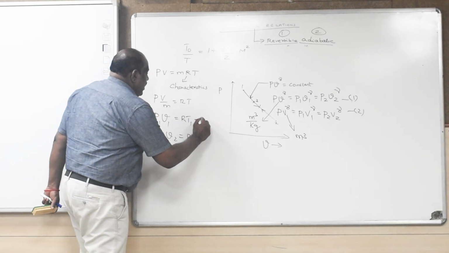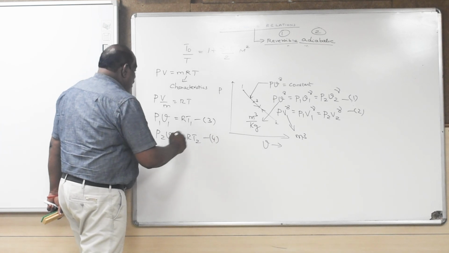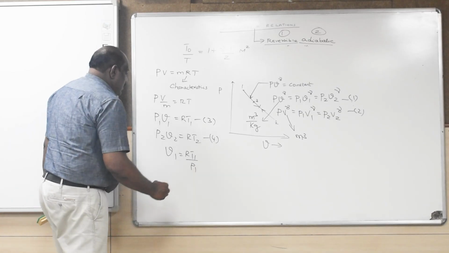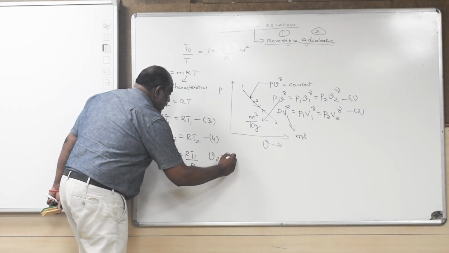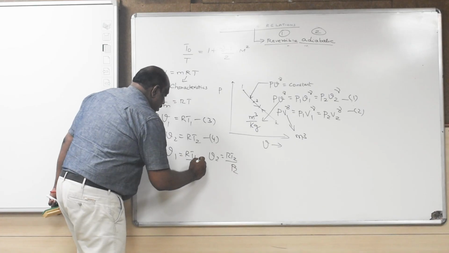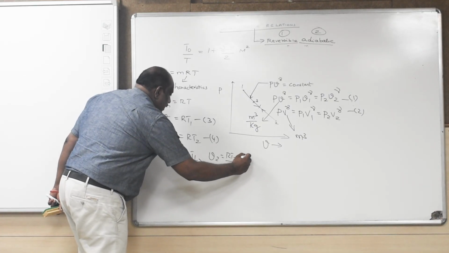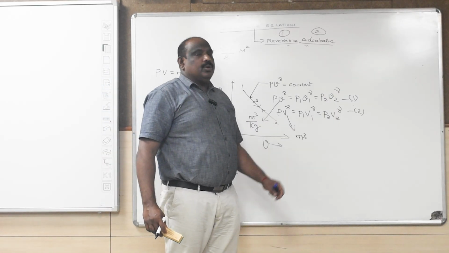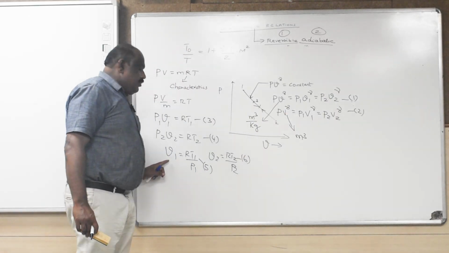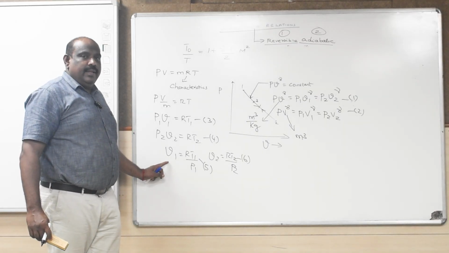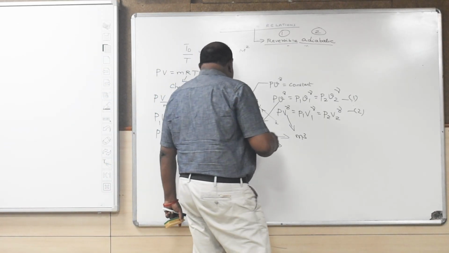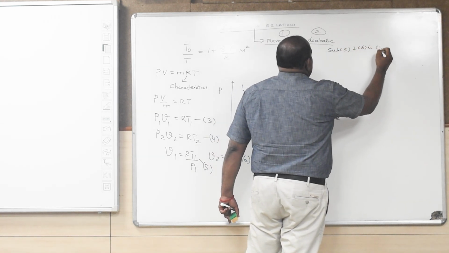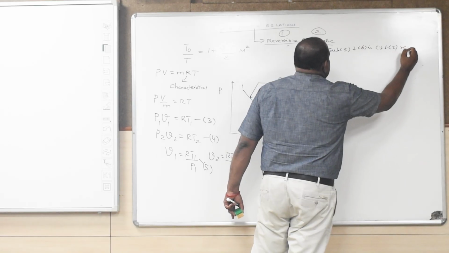Now from this, let us call it equation 3, equation 4. From 3, we can get v1 equal to RT1 by P1. Similarly, v2 equal to what? RT2 by P2. Now we call this equation number 5 and this 6. Now substitute the values of v1 and v2 in equation number 1, because we have made use of the small letters. So I will substitute 5 and 6 in 1 and 2 respectively.